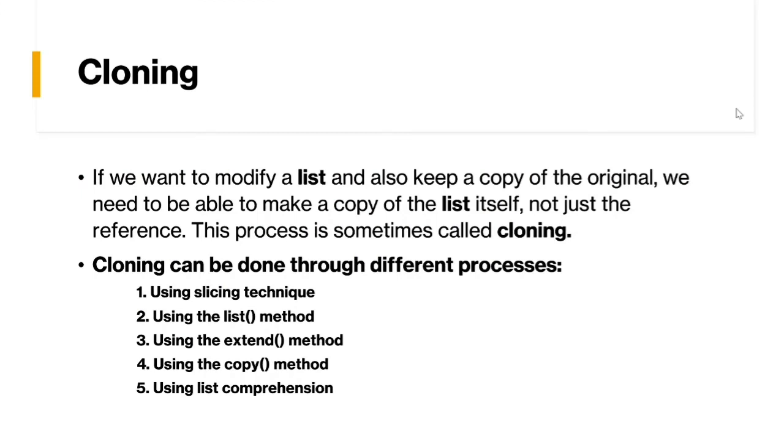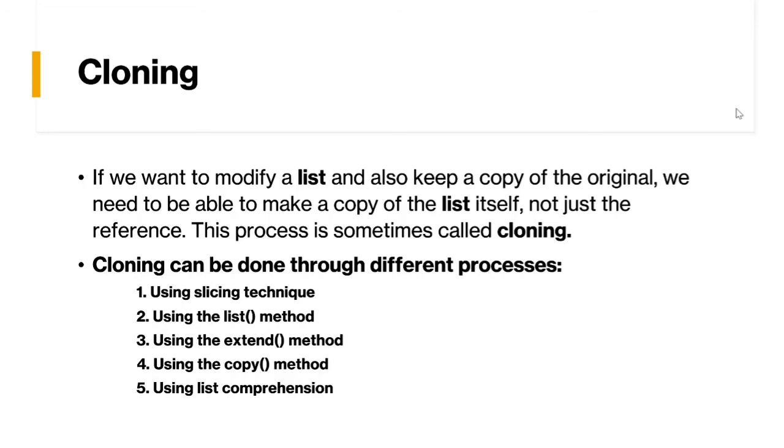So in order to overcome the drawback that we faced in aliasing, we came up with a new topic, that is cloning. If we want to modify a list and also keep a copy of the original list, we need to be able to make a copy of the list itself. That means we need to create two different objects, not just the references, right? So aliasing creates references, but in cloning we create new objects. This process is known as copying your list, or sometimes it is also known as cloning.